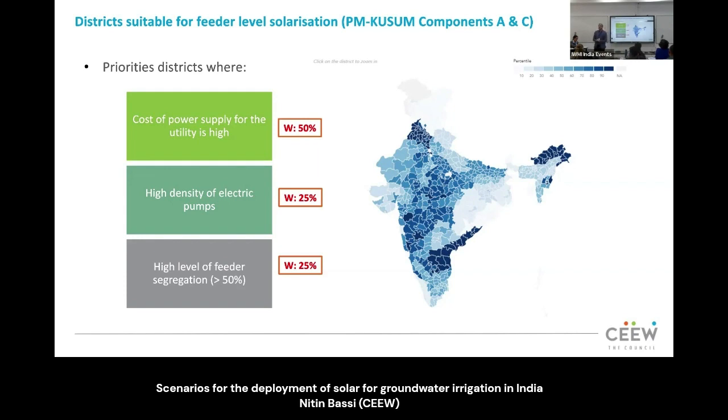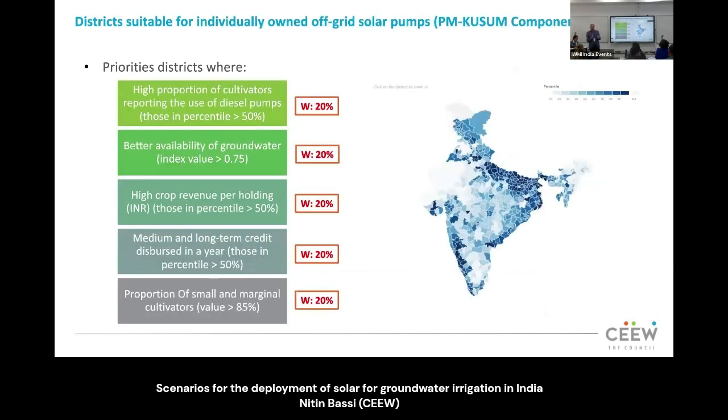Next, please. Similar kind of a thing for component B. Here you will find most of the diesel pumps are in the Gangetic belt, in the Gangetic basin.